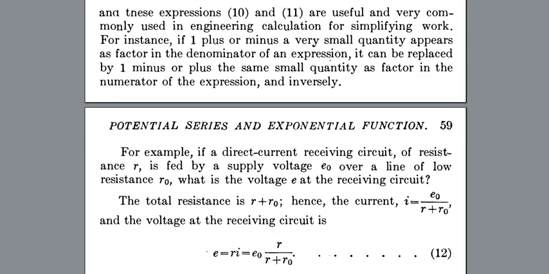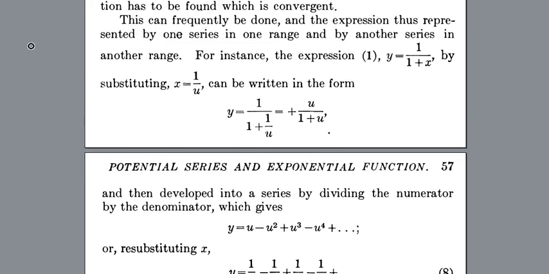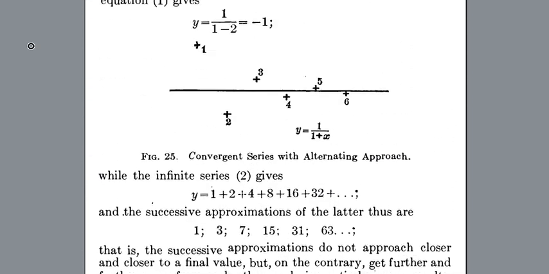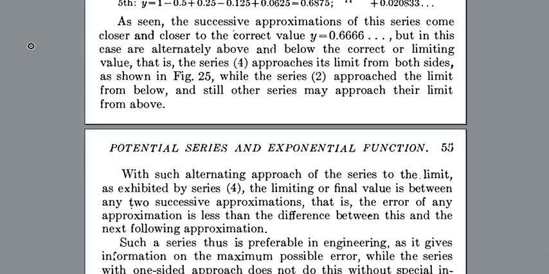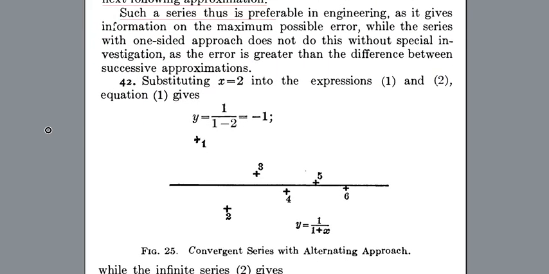With such alternating approach of the series to the limit, as exhibited by series 4, the limiting or final value is between any two successive approximations. That is, the error of any approximation is less than the difference between this and the next following approximation. Such a series is thus preferable in engineering as it provides information on the maximum possible error, while the series with one-sided approach does not provide this information without special investigation. In the latter case, the error is greater than the difference between successive approximations.